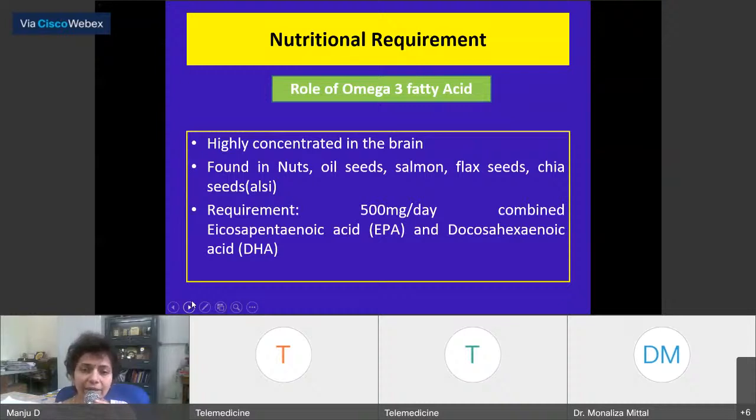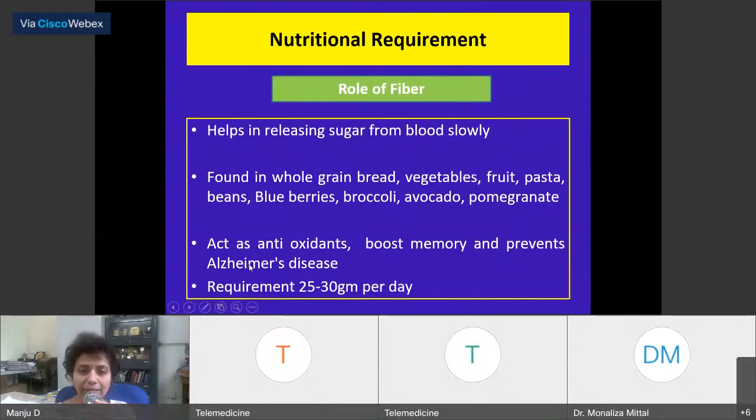And omega-3 fatty acid is highly concentrated in the brain, and it's found in nuts, fish oil, oil seeds, salmon, flax seeds, chia seeds, etc. The requirement is 500 mg per day, combined EPA and DHA together. They are two types of omega-3 fatty acids.